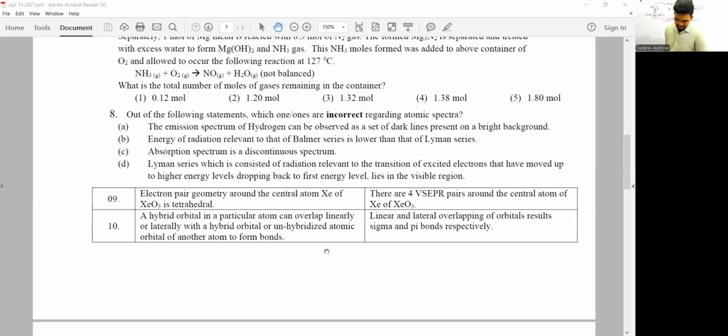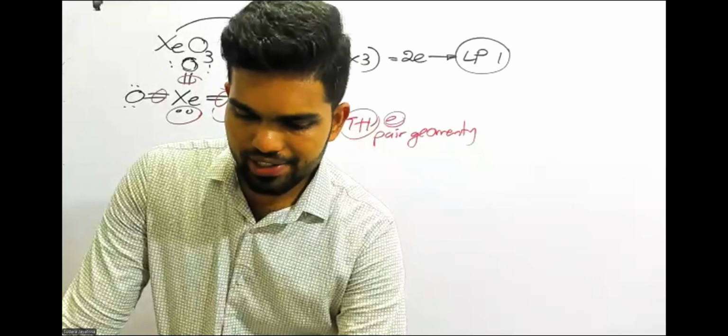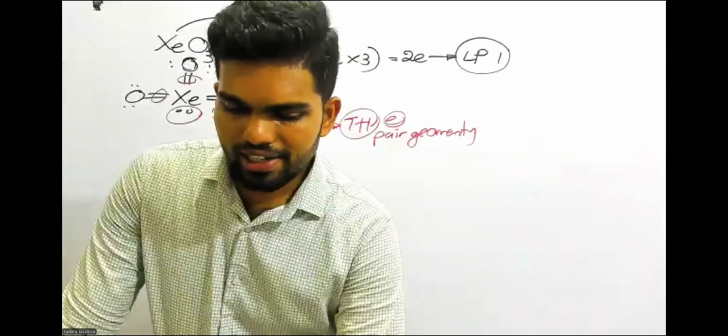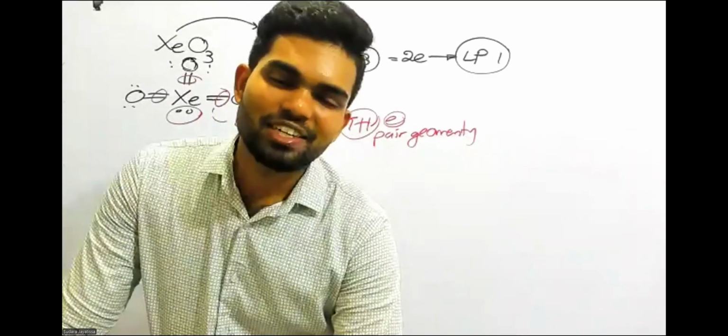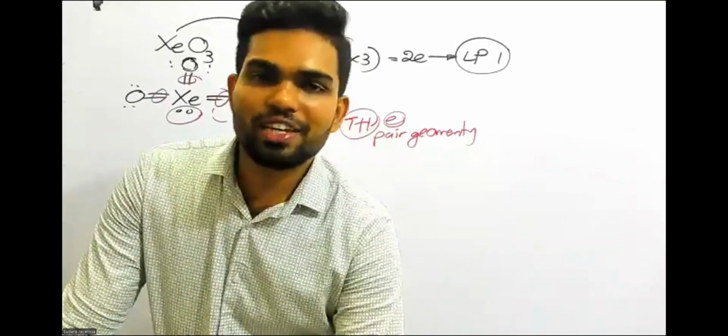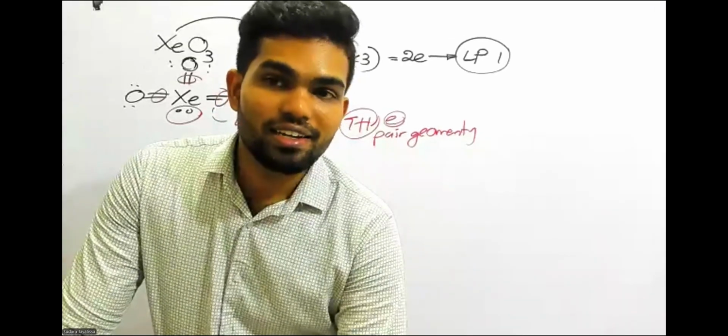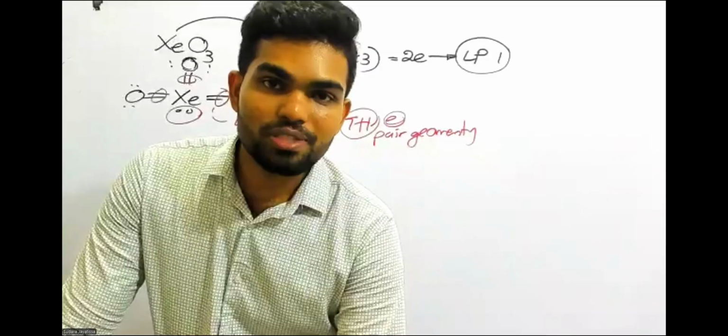Hybrid orbitals in a particular atom can overlap linearly or laterally with a hybrid orbital or unhybridized atomic orbital of another atom to form bonds. Okay, Lamai, type and tell me why the last statement is wrong. I got one answer, telling lateral. Very good. Lateral is incorrect, no? Because hybrid orbitals can't overlap laterally. They only make linear overlappings to form sigma bonds.